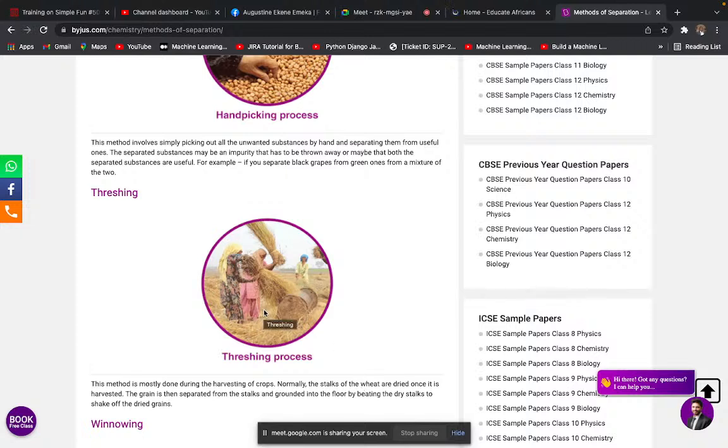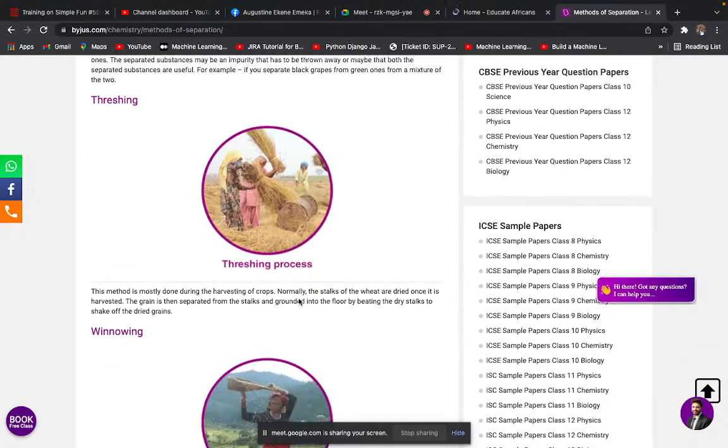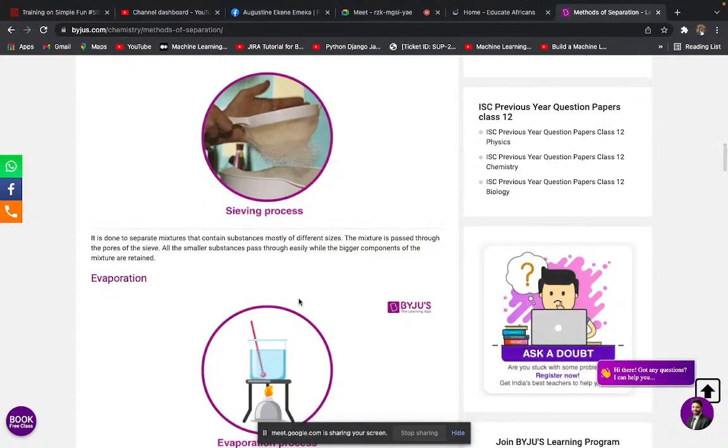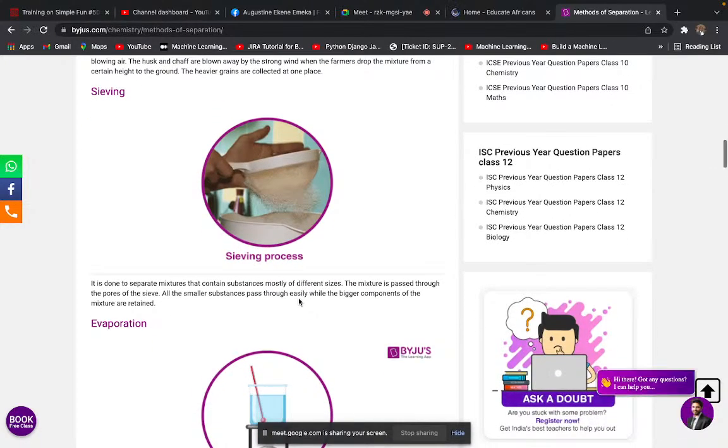This type of separation is used when one of the constituents that you need is attached to a stalk, like when you have your grain attached to your stalk. It's normally used for grain separation. But I want to get straight to the chemistry part of it. So the second one that I'm going to be looking at is sieving.